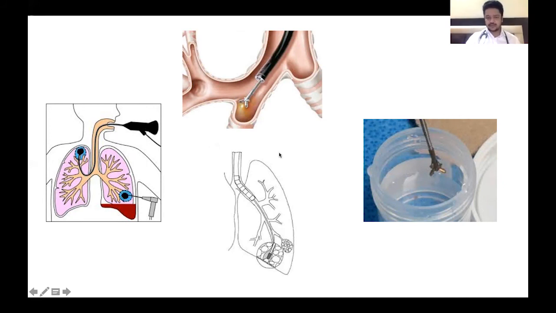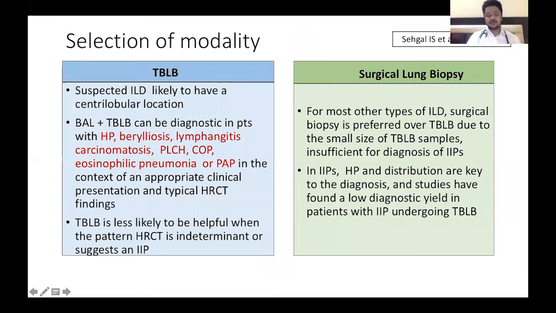This is the biopsy probe. It is advanced up to the end, and then we open it and take the biopsy from the most distal area. It is a lung biopsy. The only issue is that the probe is so small that the piece will be very small, and sometimes it cannot give a diagnosis.